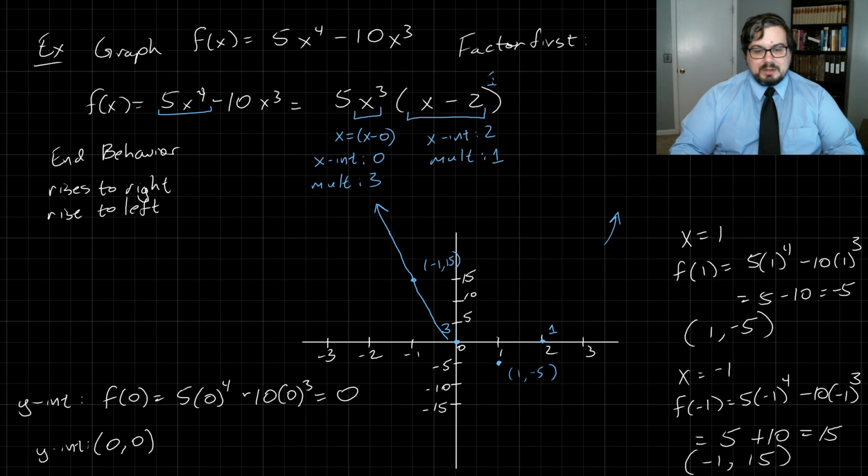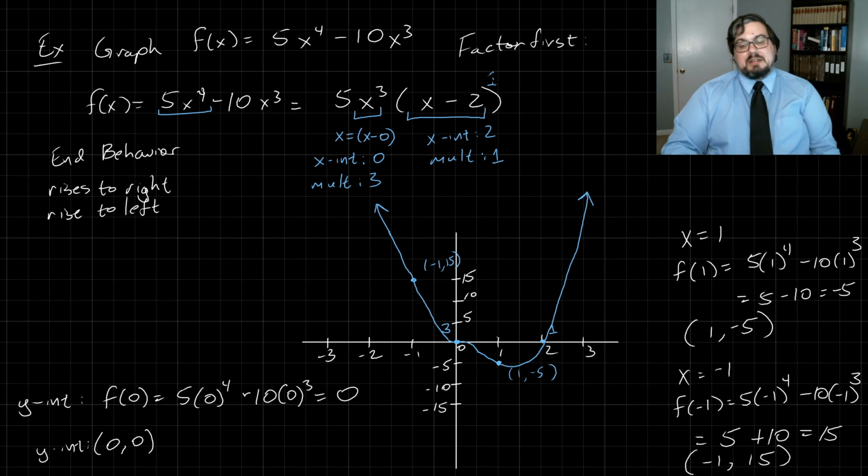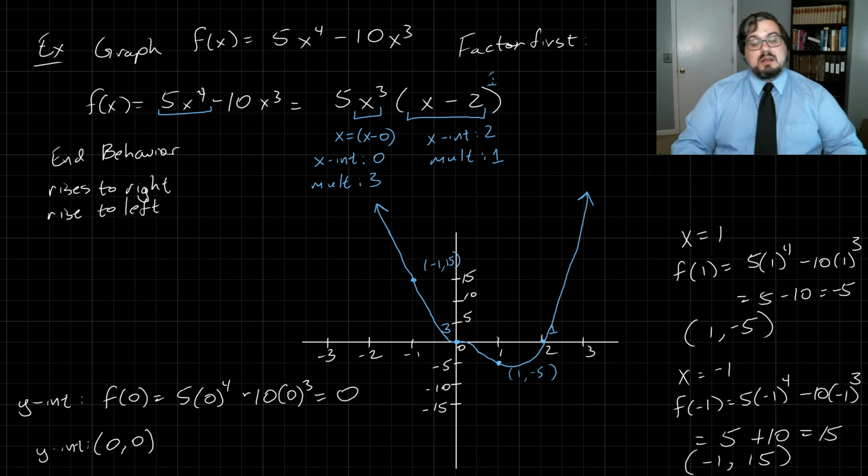So we pass through the point (-1, 15). And now we're going to go through the x-intercept at 0. It has multiplicity 3, so we're going to flatten out here before coming down. We're going to pass through the point (1, -5). Going to go through the x-intercept at 0, which has multiplicity 1, so we go straight through and then up like that. And we can get rid of our earlier end behavior notation. So this is approximately what the graph of this function f of x equals 5x to the 4th minus 10x cubed looks like.